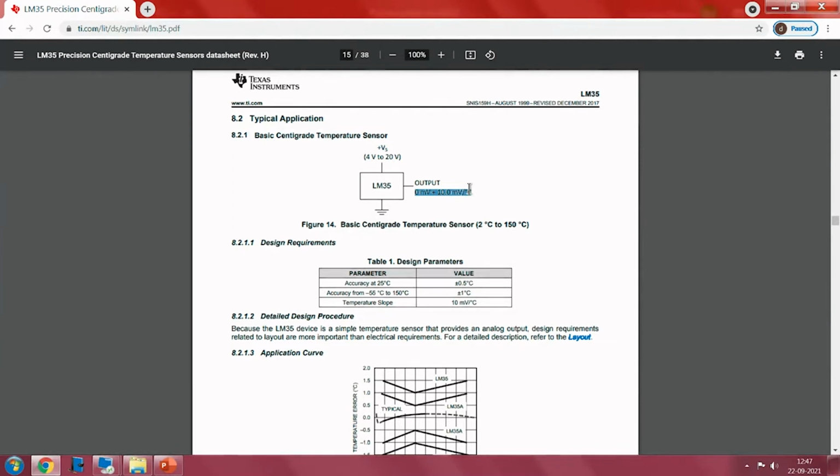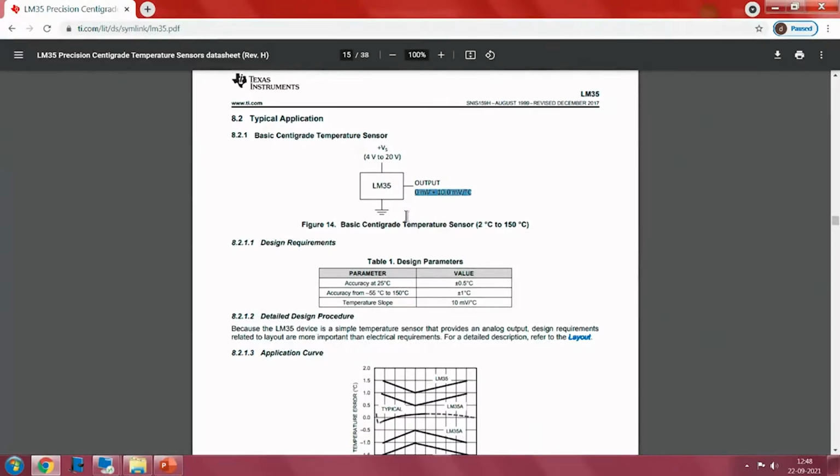at 0 degree centigrade the output will be 0 millivolts, which means the inherent property of the temperature sensor is that it will not give any offset in the output voltage. So if the temperature is 0 degrees, the output we get is 0 millivolt. So it starts from 0, no offset at all, no intercept, right. So considering all these factors, now we will see how to interface to a data acquisition device.